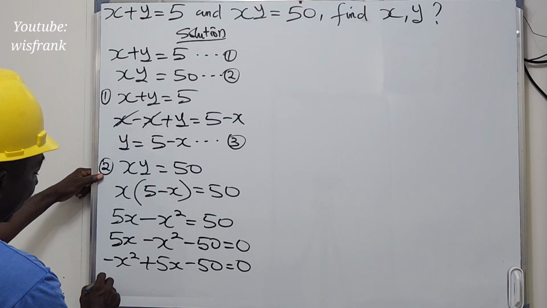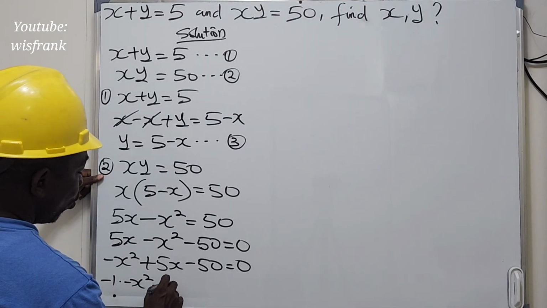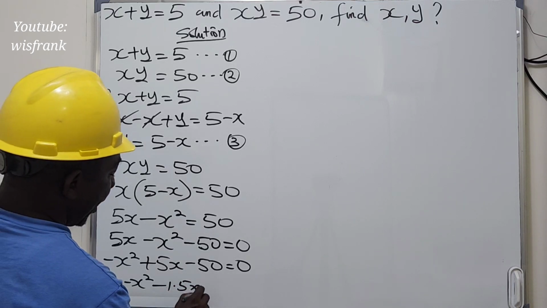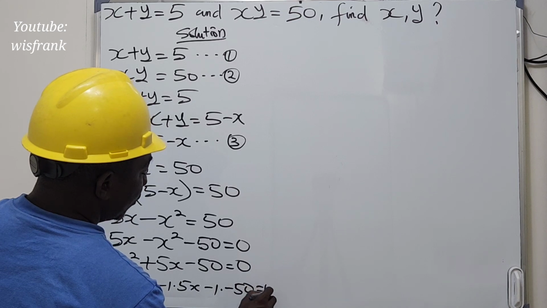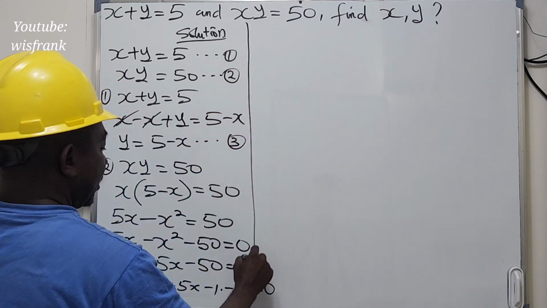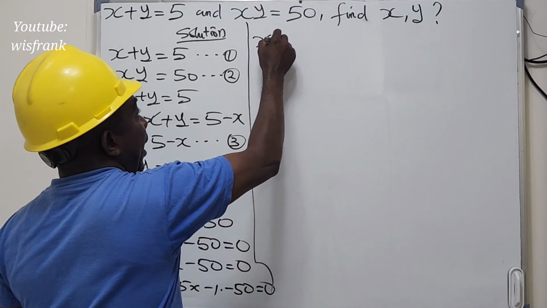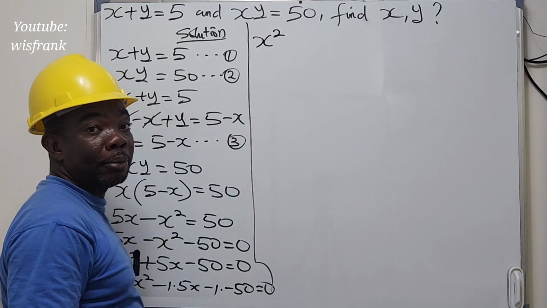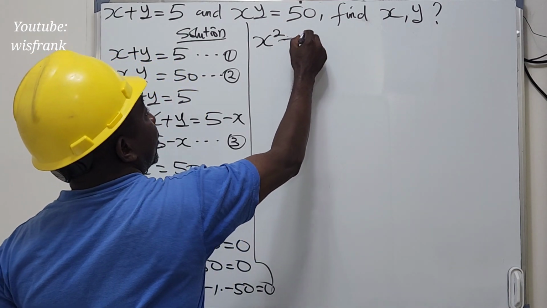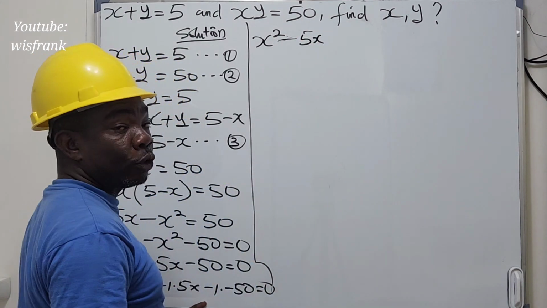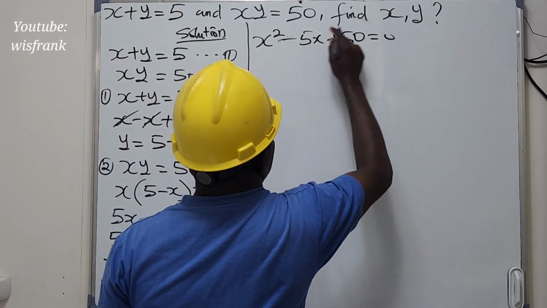So taking that, we have minus 1 times minus x to the power of 2, then minus 1 times 5x, then minus 1 times minus 50, all equals 0. So from that, minus 1 times minus x to the power of 2 will give us x to the power of 2. Minus 1 times 5x will give us minus 5x. Then minus 1 times minus 50 will give us plus 50, all equals 0.